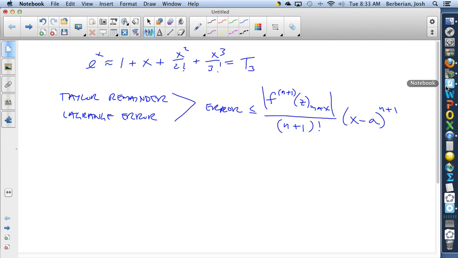So can we get back to David's question? Like, all right, I see it, but what does this z max thing mean? Can we talk about that? All right. I'm going to do it with an example.